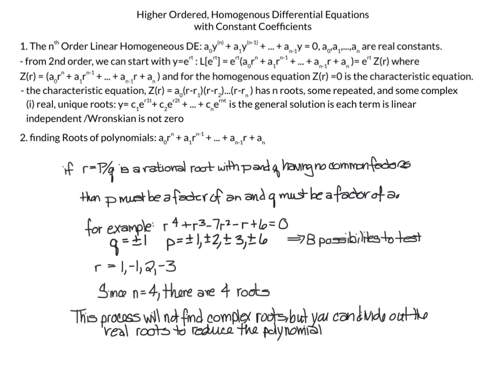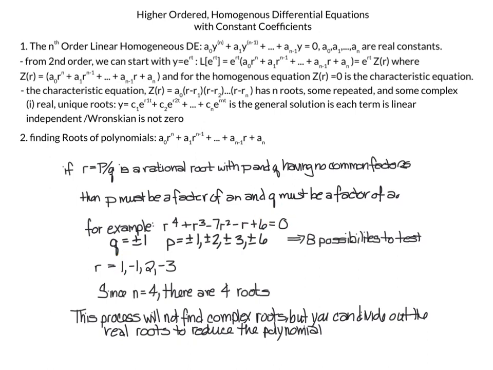So q is equal to plus or minus 1, and p is equal to plus or minus 1, plus or minus 2, plus or minus 3, or plus or minus 6. So there's 8 possibilities of matching p's and q's together, which is not too hard. We can start with some of the small numbers. r equals 1, we can plug that in. That would be 1 plus 1, that's 2, minus 7 minus 1, that's minus 8 plus 6. So that would give us 0.